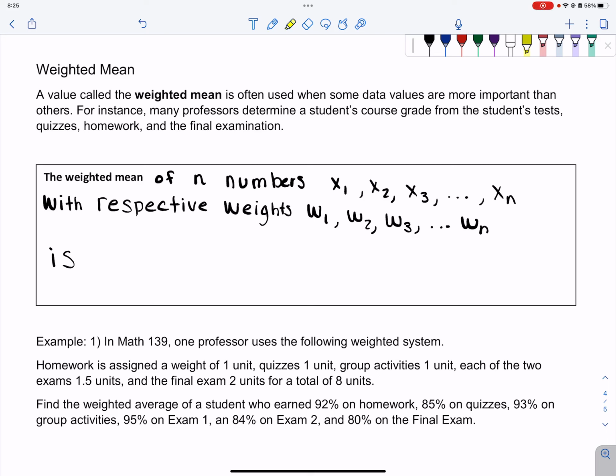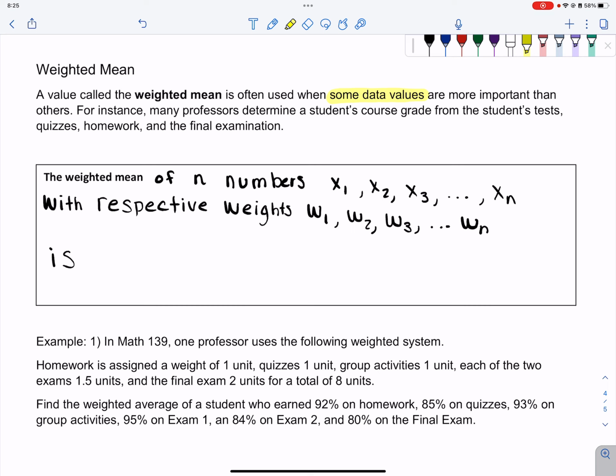Weighted means are used when some data values are considered more important than others. That means we want them to account for more value when calculating our averages. A lot of times, weighted means are used in grade calculations as well as GPA as our classic examples. In classes where maybe you have homework worth 30% and exams worth 70%, that's a weighted average, a weighted mean.